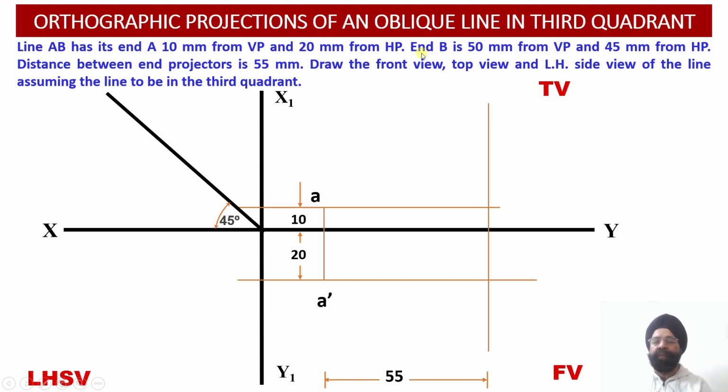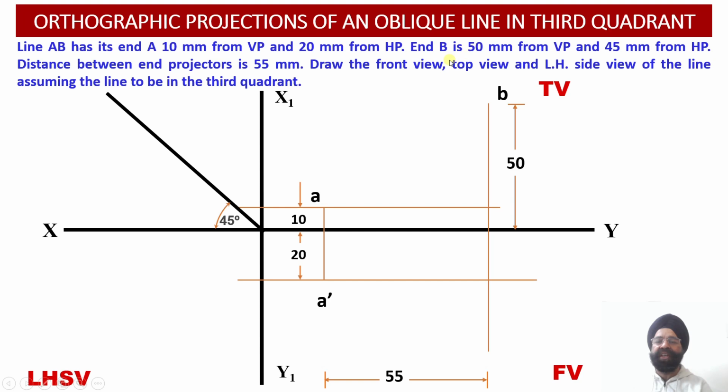Now here we have got the coordinate locations corresponding to the end B of the line. It lies 50 millimeter behind VP. So this 50 millimeter distance behind VP will be drawn above the XY reference line in the quadrant number 3. So point B will be located at a height of 50 millimeter from the XY reference line, measured above the XY reference line. This way the point B projection, that is the top view projection, has been located onto the orthographic projections.